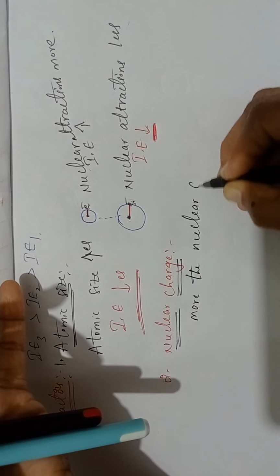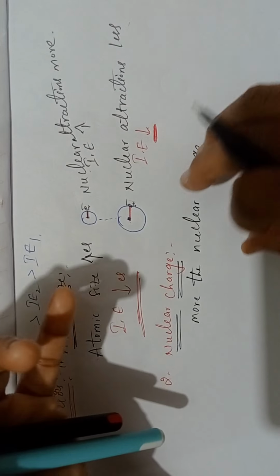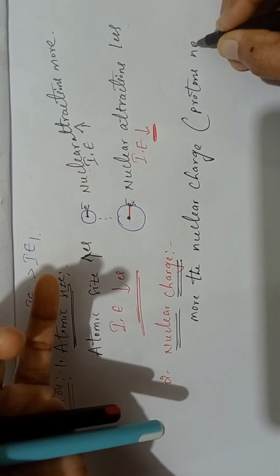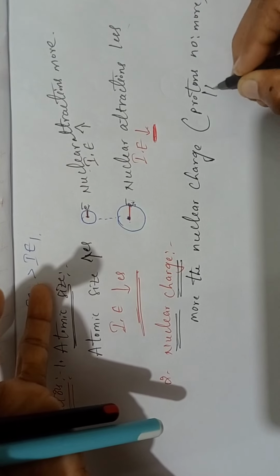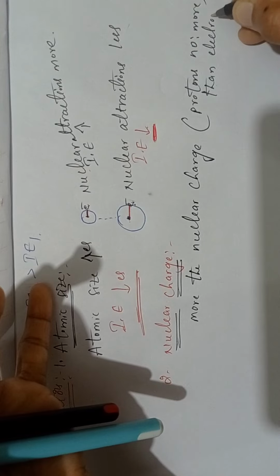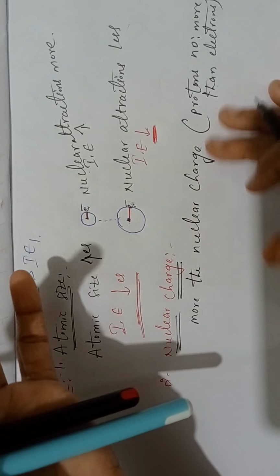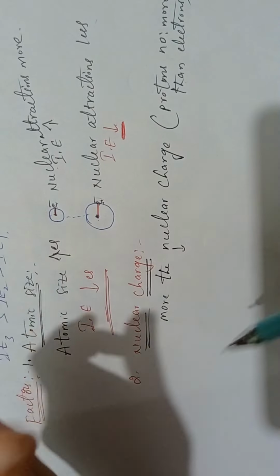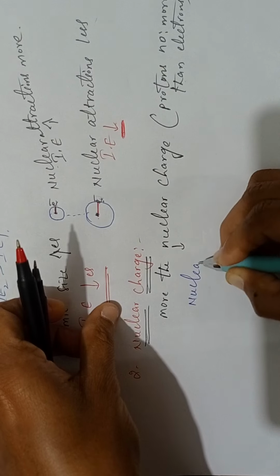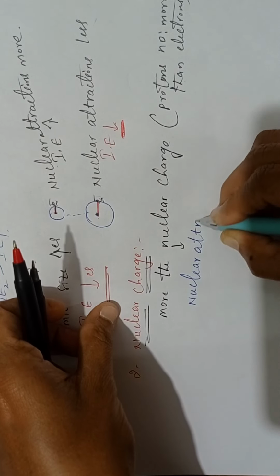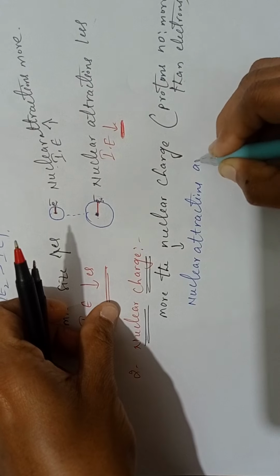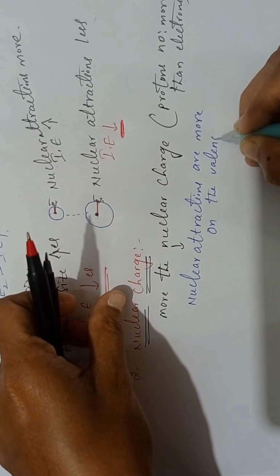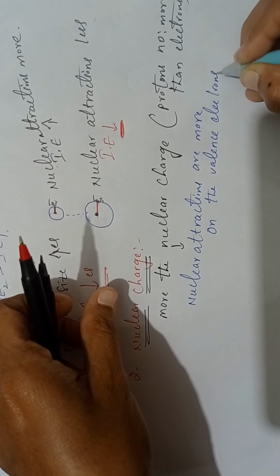Okay, now, the more the nuclear charge, the more the positive charge. That means the protons number is more than the electrons. So that's why, the more the nuclear charge, what will happen, students? Nuclear attractions are more on the valence electrons. Nuclear attractions are very strong.